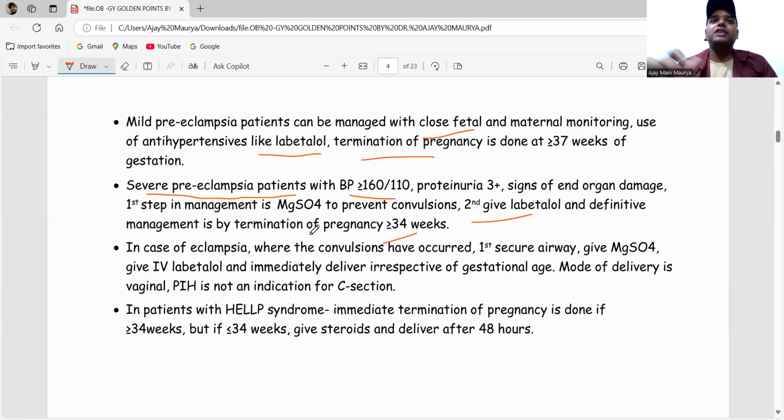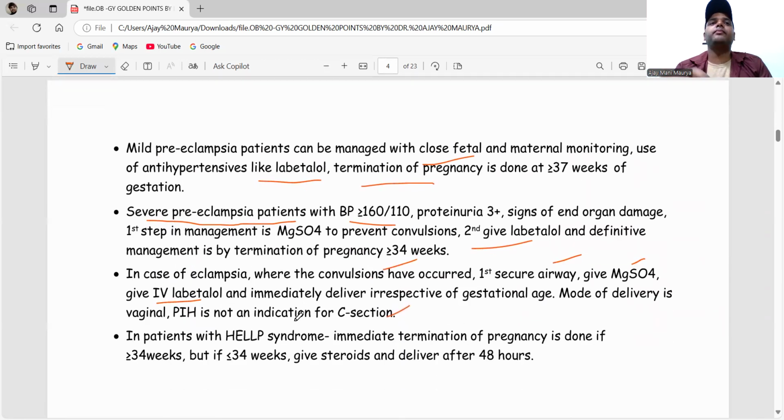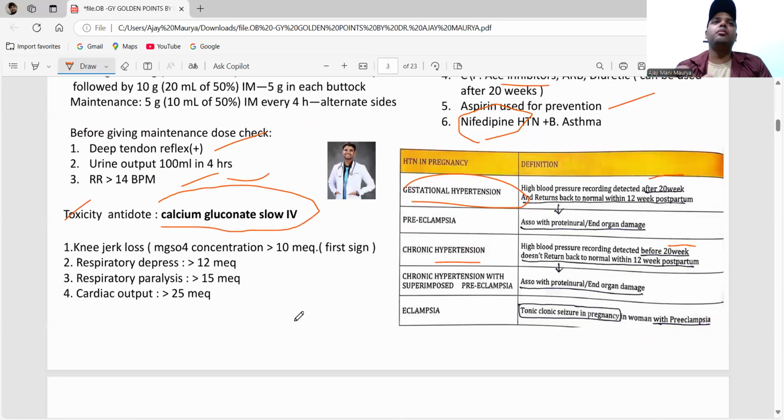In case of eclampsia, guys, where convulsions have occurred, first you have to secure the airway. Then give MgSO4, then give labetalol, and immediately deliver irrespective of the gestational age. Mode of delivery is vaginal, and eclampsia is not an indication for C-section, guys. In a patient with HELLP syndrome, immediate termination of pregnancy is done if it is more than or equal to 34 weeks, but if it is less than 34 weeks, give steroids and deliver after 48 hours. Just remember this, guys.